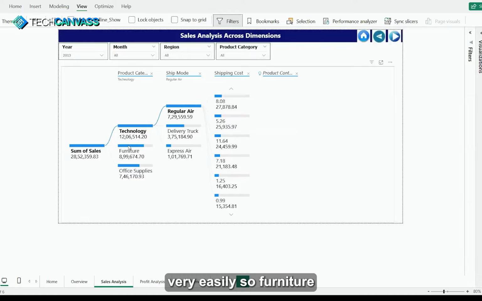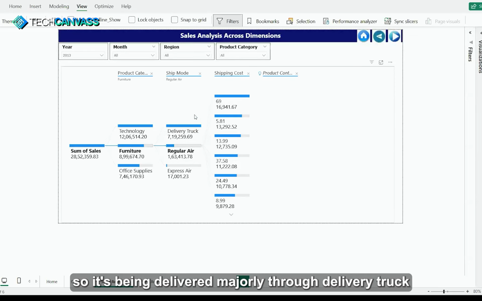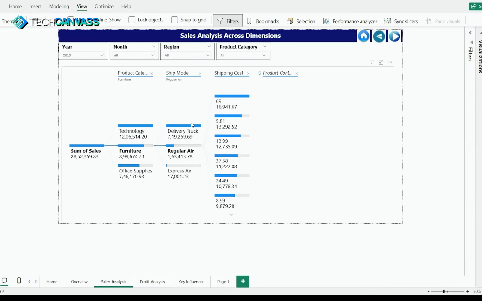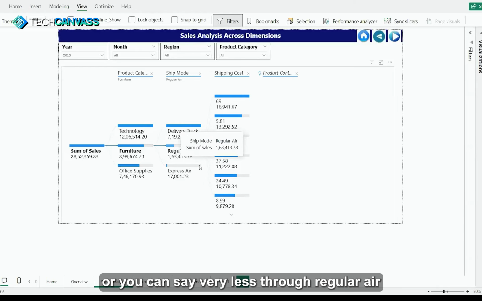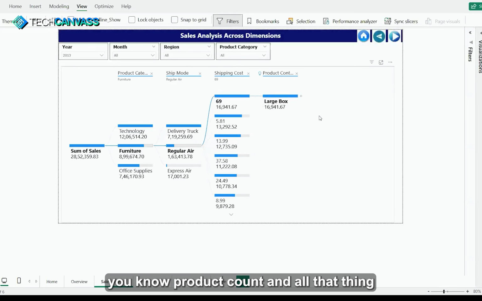Very easily. So furniture, if you see, since furniture are bigger products, it's being delivered majorly through delivery truck. Okay, and very irregularly, or you can say very little, through regular air, right? And then further, if you drill in, you can understand the product count and all that.